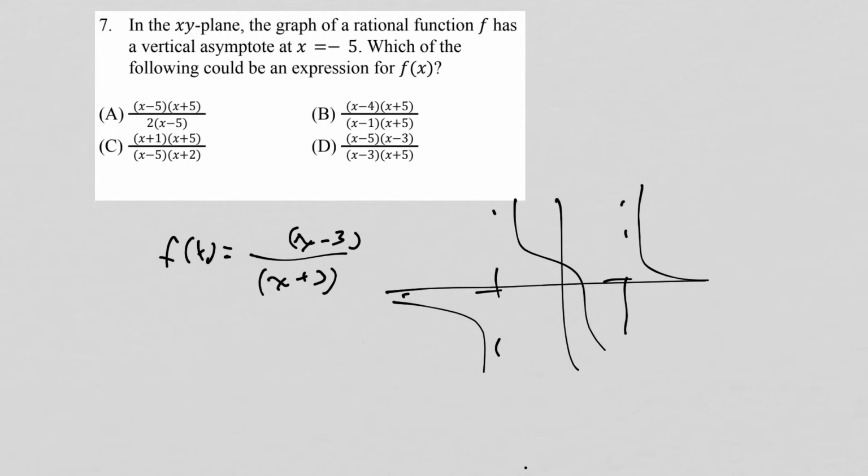Erase all ink. There we go. So a vertical asymptote happens when the denominator equals 0. The thing gets undefined. So I'm looking for an x plus 5 in the denominator, because if you put -5 in, it would be 0 in the denominator. But the thing is, there's two answers. How could that be? Are there two answers to this question?